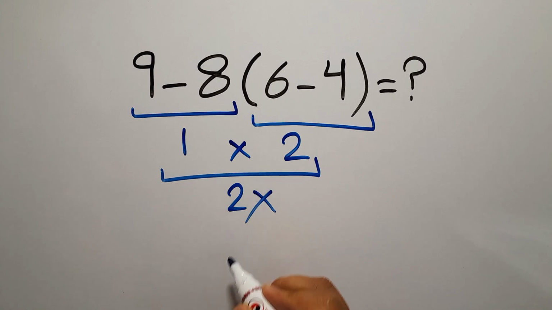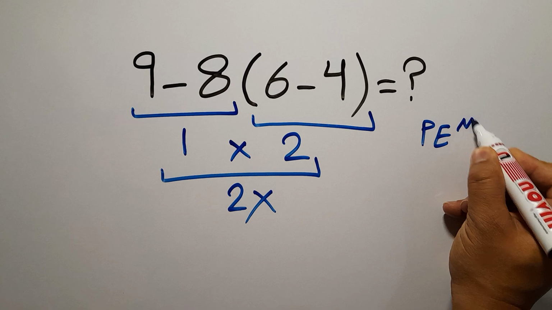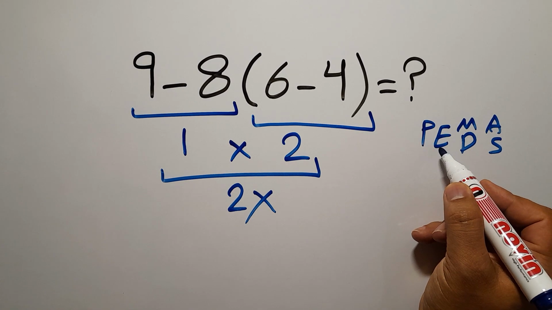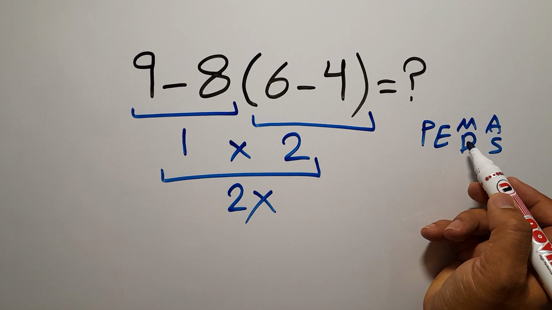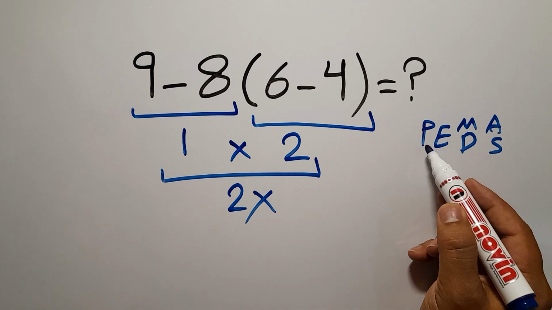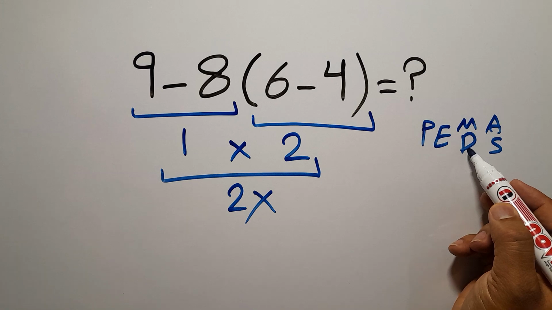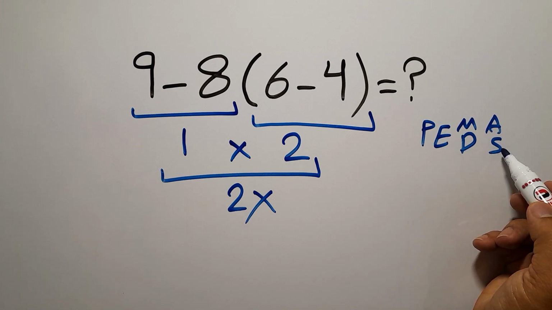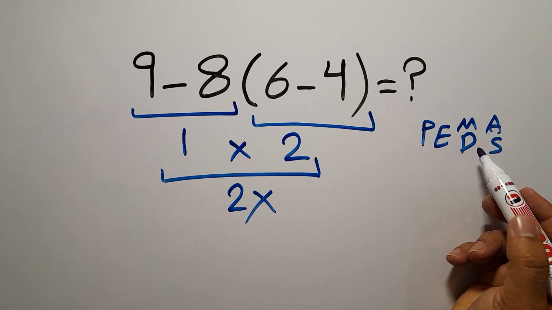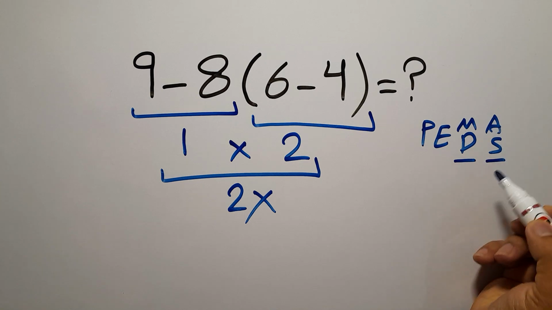But this answer is not correct, because according to the order of operations, which is PEMDAS, P stands for parentheses, E stands for exponents, M and D stand for multiplication and division, and A and S stand for addition and subtraction. First we have to do parentheses, then exponents, then multiplication or division, and finally addition or subtraction. Remember that multiplication and division have equal priority and we have to work from left to right, and the same applies to addition and subtraction.